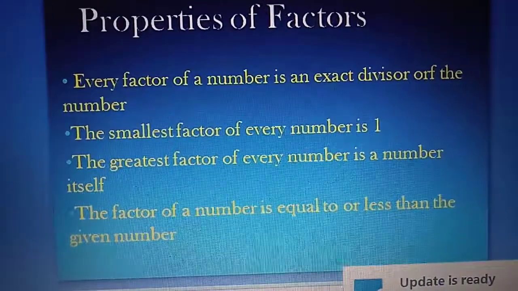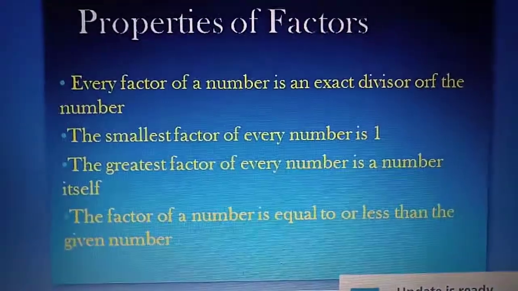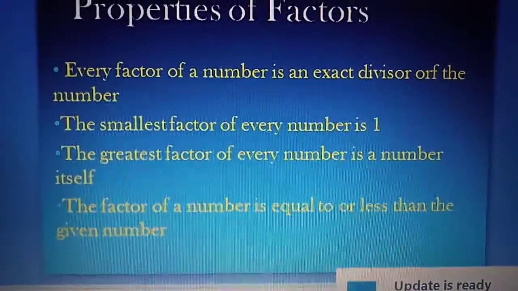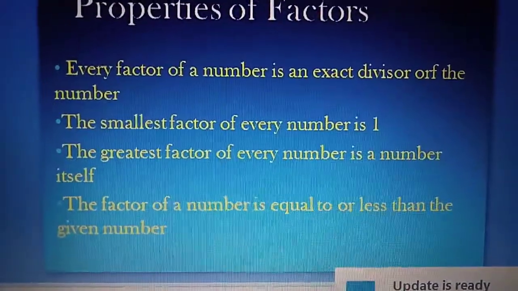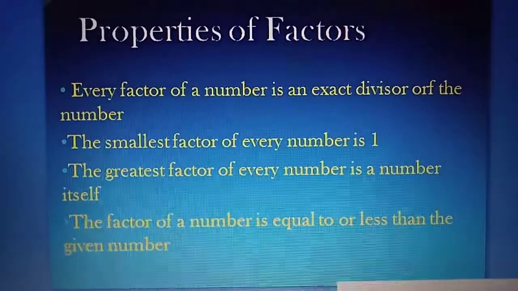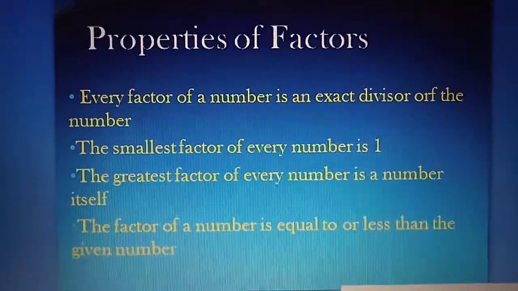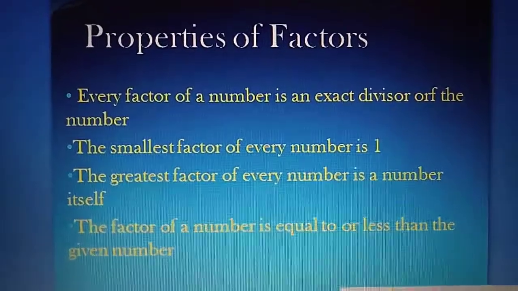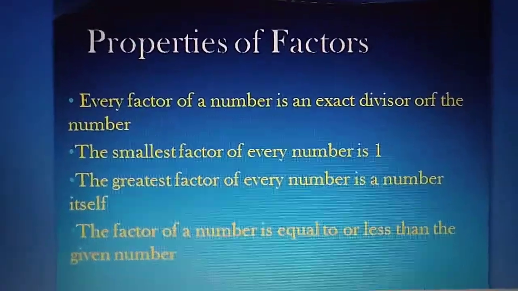Now let us see a few factor properties. The first property is every factor of a number is an exact divisor of the number. Exact divisor means we will get the remainder as 0. When we divide the given number by the factor, we will get the remainder as 0.